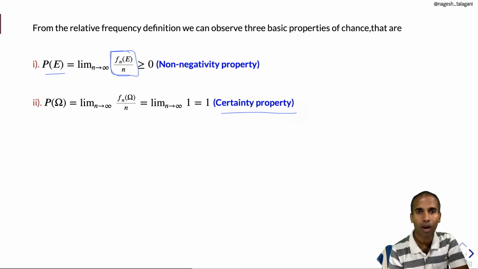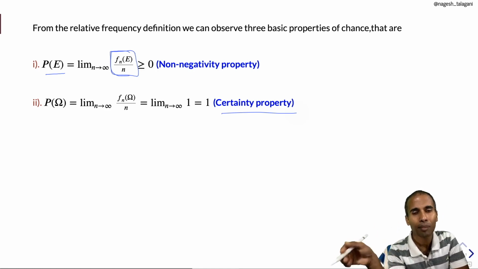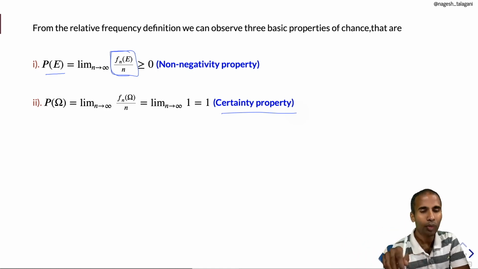Next one is something called the certainty property. Probability of omega. Omega is the sample space consisting of all possible outcomes, which is itself an event. We know that omega is always an event because every sigma field should contain omega itself, right? Now this omega is called the sure event because it always happens. Whenever we perform a random experiment, it results in some outcome, and that outcome sits in the sample space. So the sure event, omega, always happens. That's why we call it the sure event.